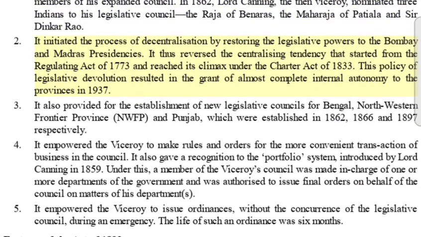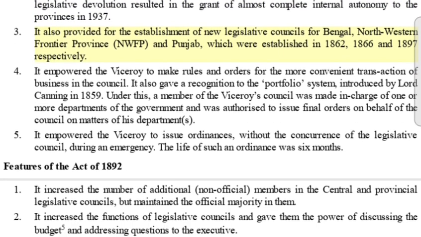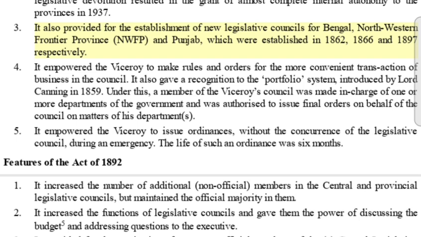2. It initiated the process of decentralization by restoring the legislative powers to the Bombay and Madras presidencies. It thus reversed the centralizing tendency that started from the Regulating Act of 1773 and reached its climax under the Charter Act of 1833. This policy of legislative devolution resulted in the grant of almost complete internal autonomy to the provinces in 1937. 3. It also provided for the establishment of new legislative councils for Bengal, Northwestern Frontier Province (NWFP), and Punjab, which were established in 1862, 1866 and 1897 respectively.